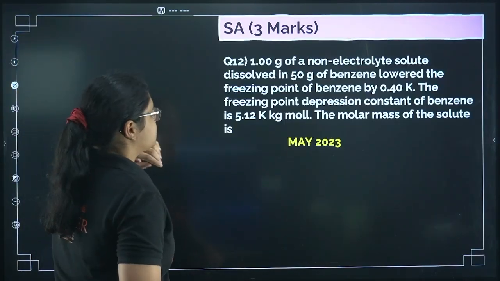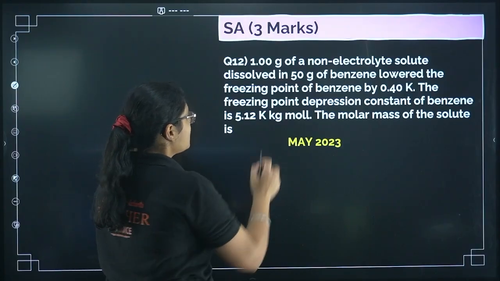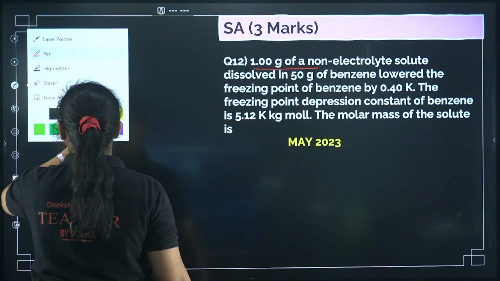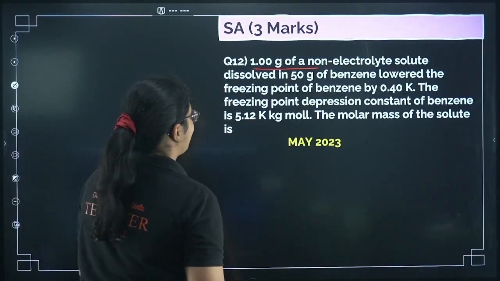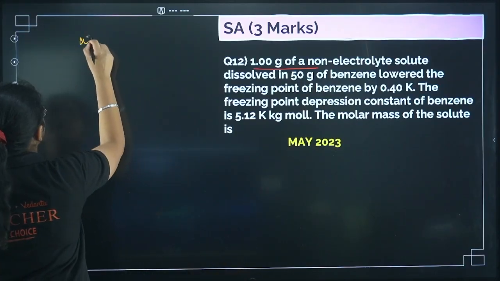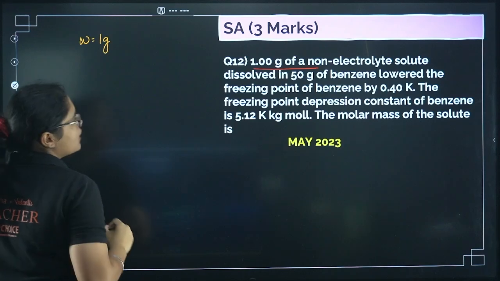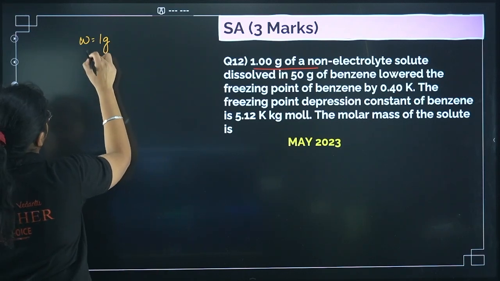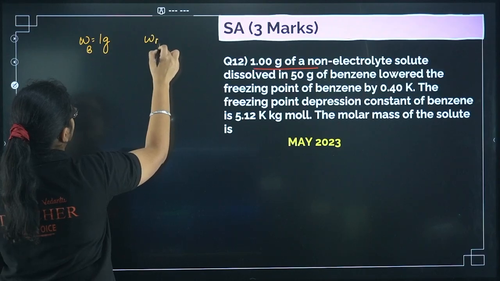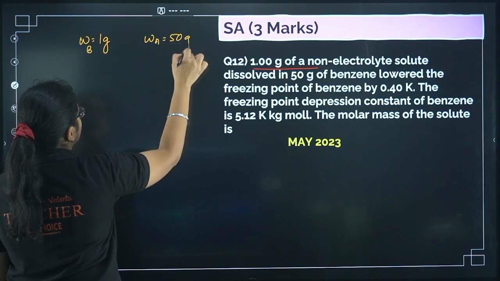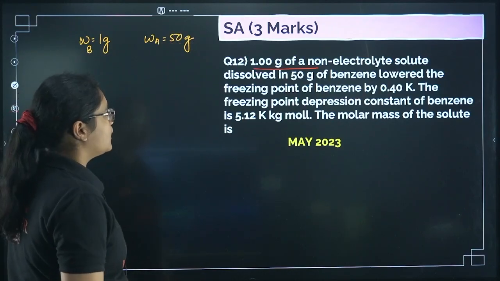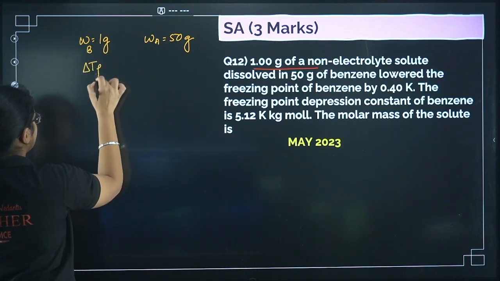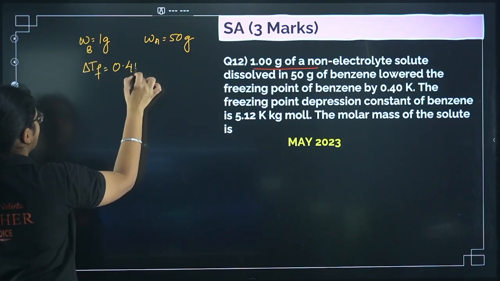Next, we'll move to some numerical questions. 1 gram of a non-electrolyte solute. Let me note down the values that are given. Non-electrolyte solute, so I can write WB here is 1 gram, dissolved in 50 gram of solvent. So WA here is 50 gram. Lowered the freezing point, so what is ΔTf? ΔTf is 0.4 Kelvin.